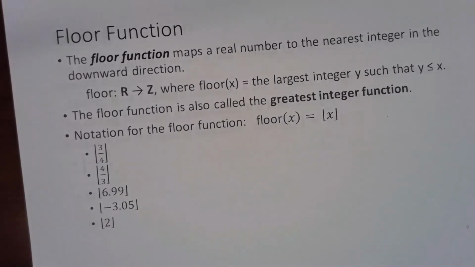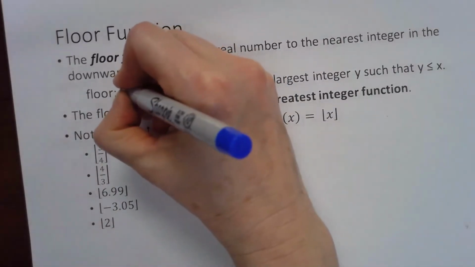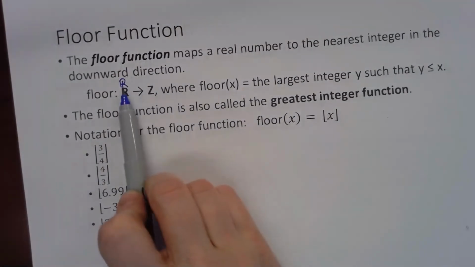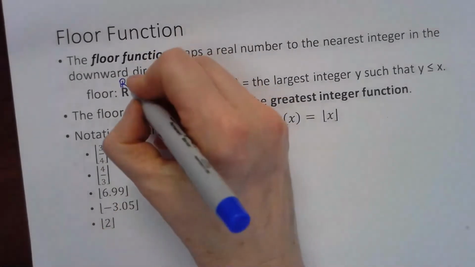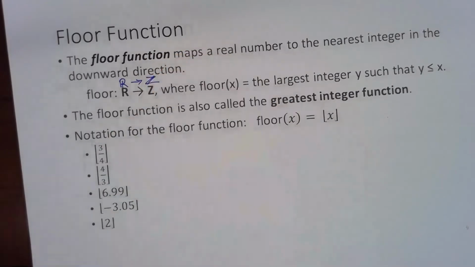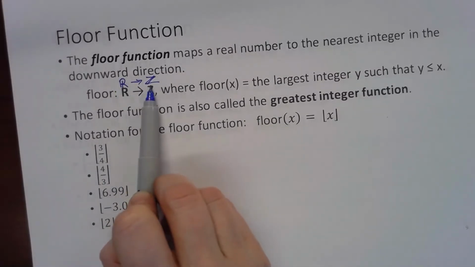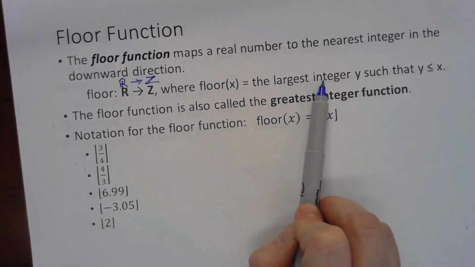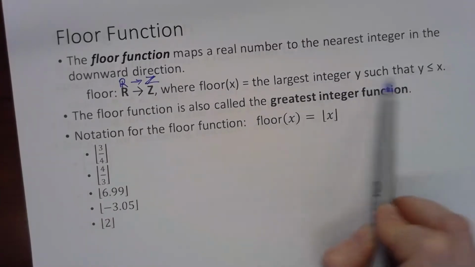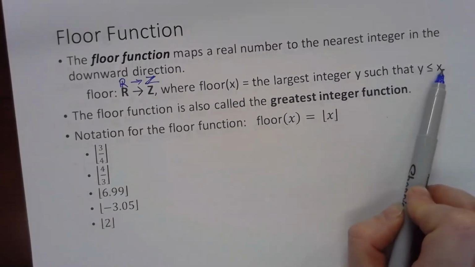So the floor function maps a real number to the nearest integer in the downward direction, we say. The floor function maps real numbers, so the real numbers are the domain, and the target is the integers. So the output is going to be an integer. And the way that I map any real number to an integer is I'm going to choose the largest integer that is less than or equal to y.